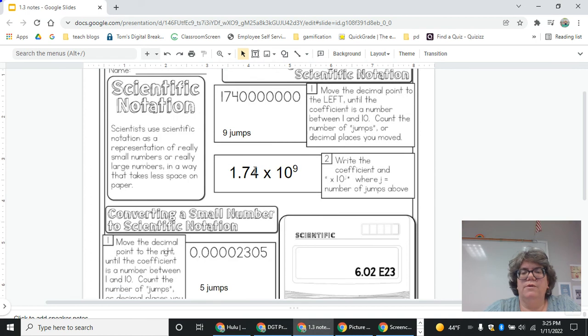Then when we write down the number, you write down 1.74. Remember, I moved my decimal place to right here. And remember how we just talked about none of these zeros we want in our answer. The whole point is to get rid of all these zeros and make a number that takes up less space. So I got 1.74 times 10, and then my exponent is the number of jumps I made to get there, 9. So I did 9 jumps to move my decimal. 9 goes into the exponent. So that's converting big numbers.